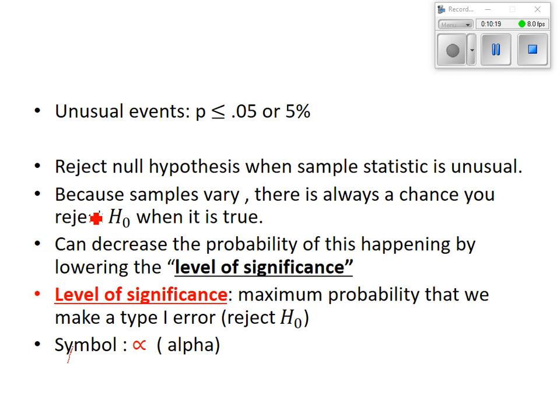We talked about this last time, unusual events. If it's less than or equal to 5%, that's considered unusual. Your level of significance, we talked about that, is your alpha. We're going to talk about that more today and next class.